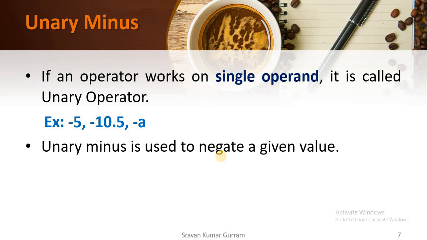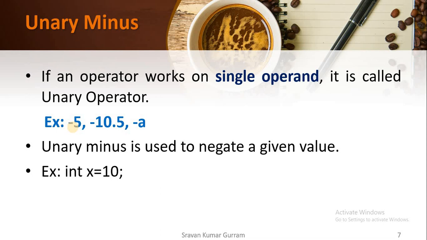And one more important point: if we write a minus b, in this case, minus is called a binary operator because here we are using two operands, a minus b. a is one operand, b is the other operand, and subtraction is a binary operator, whereas unary minus is an operator which is used to represent negative values only. Remember.